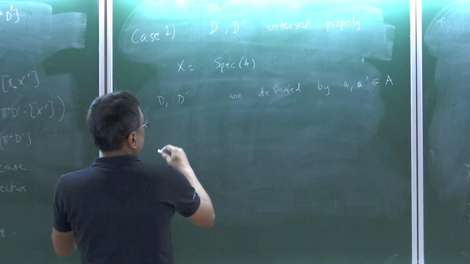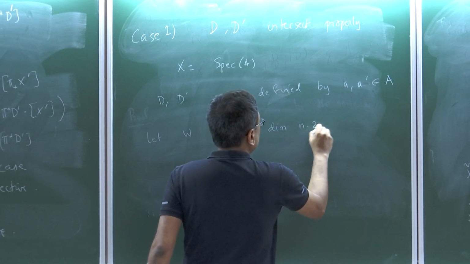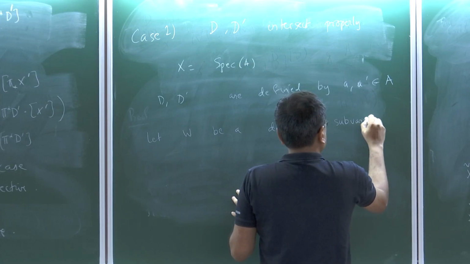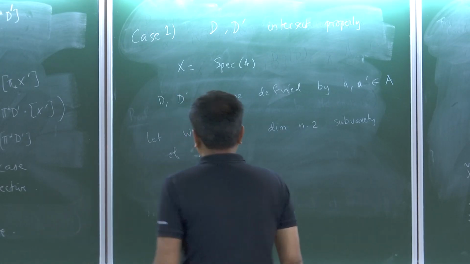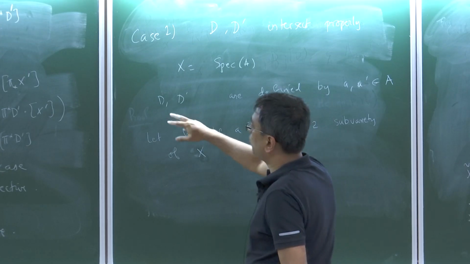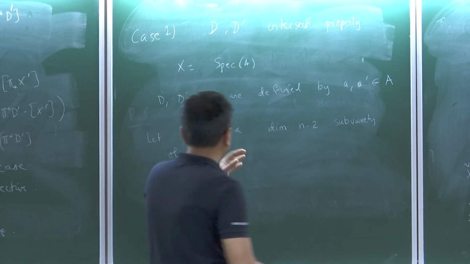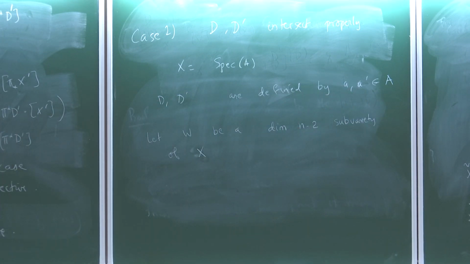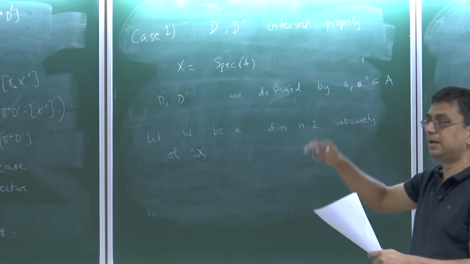Okay. So now let W be a dimension n minus 2 subvariety of X. And what I'm going to do is analyze the coefficient of W in D dot D prime and D prime dot D, or maybe not at one W. I want to analyze the coefficient of W in both these things that I want to show equal, D dot D prime and D prime dot D.